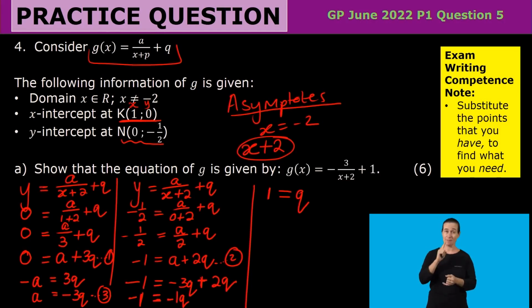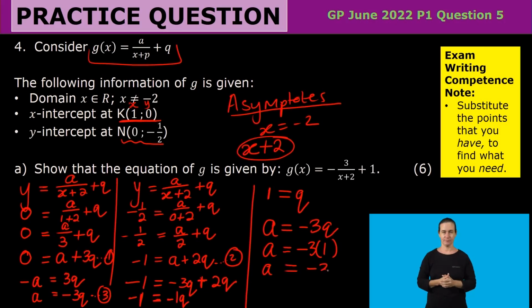Now, all we need is to find the value of a. And of course, from our three equations, we know that we can take the value of q and just substitute it into any of those three equations. So if we say a is equal to negative 3q, just by substituting the value of our q there, which is 1, because we've calculated 1, we can see that our a is equal to negative 3, and that is then the value of a.